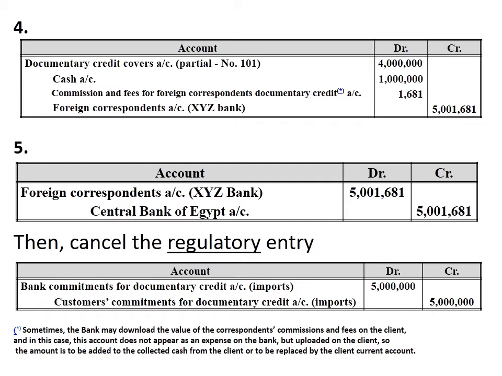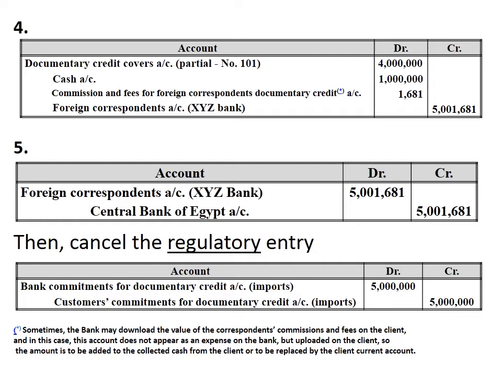Now number 5, he told me that a notification arrived from the Central Bank of Egypt that it converted the correspondence dues for paying the documentary credit as well as the mentioned commission and fees. That's why we said foreign correspondence account XYZ Bank, this amount that was credited in transaction number 4. Then Central Bank of Egypt account in the credit 5,001,681. Then we have to cancel the regulatory entry.